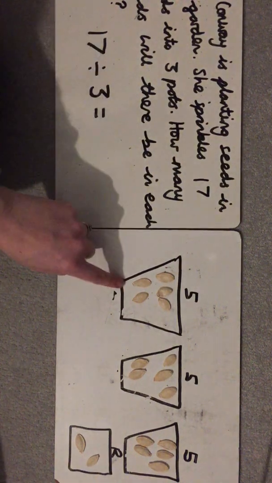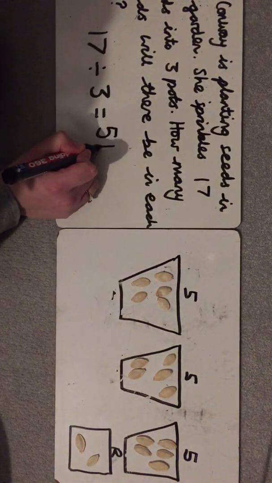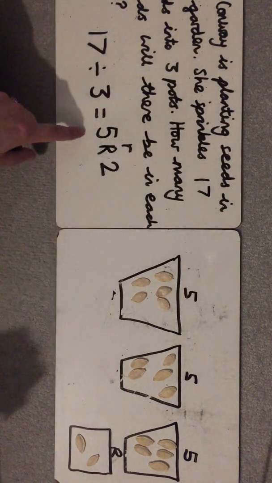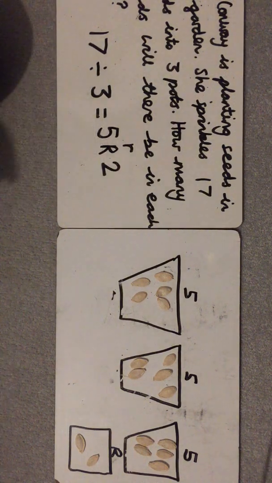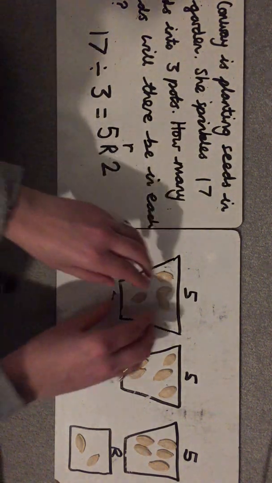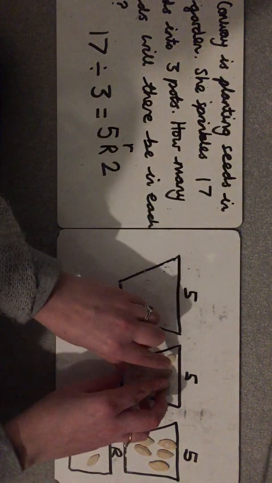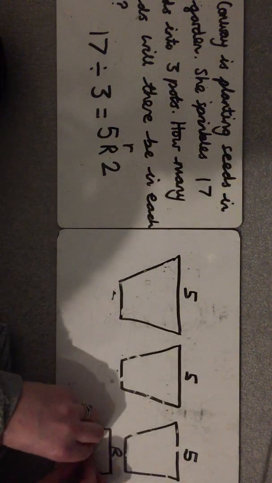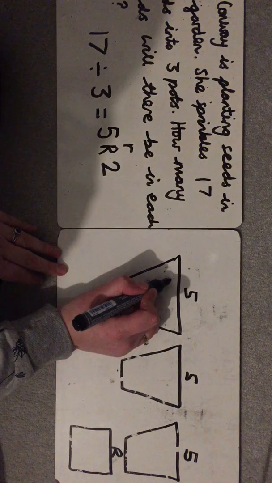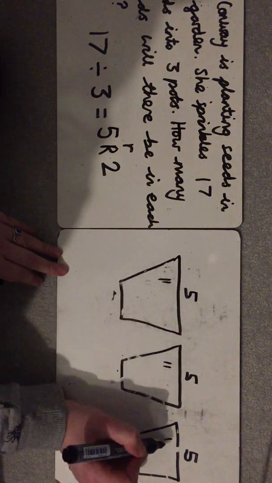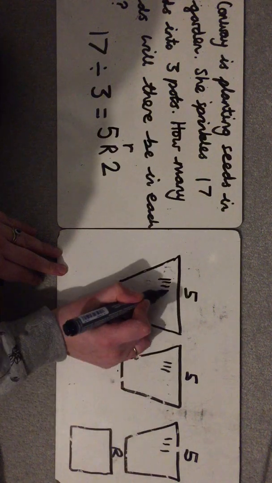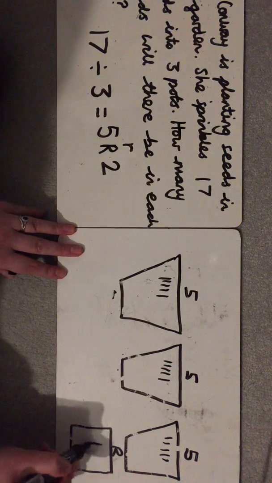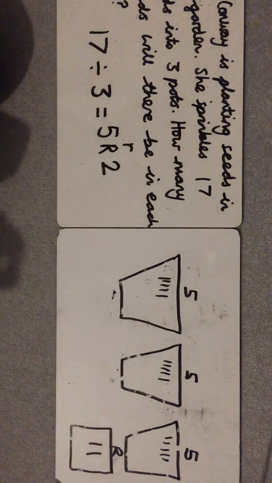17 divided by 3 is, how many in each pot? 5, remainder, or you can write it as a small r, 2. That means each pot has 5 and there are 2 left over. If I didn't have my seeds, I could also do it as a drawing. So I could have gone 1, 2, 3, 4, 5, 6, 7, 8, 9, 10, 11, 12, 13, 14, 15, 16, 17. So 5, 5, 5, remainder 2.